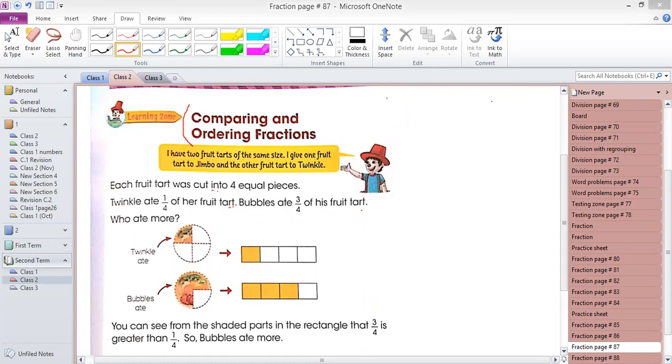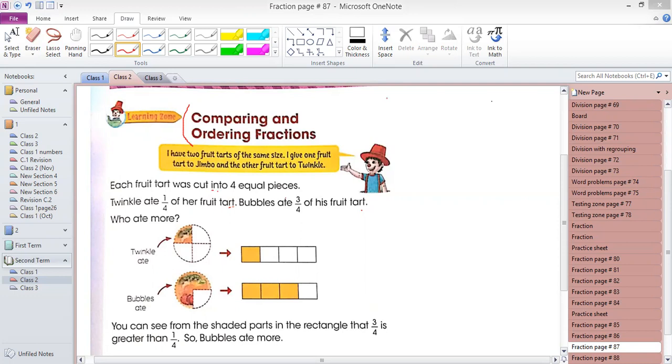So each fruit tart was cut into 4 equal pieces, guys. There are 2 fruit tarts. One of the fruit tarts Twinkle is having, and one of the fruit tarts Bubble is having. Okay, and each fruit tart means the fruit tart of Twinkle and the fruit tart of Bubble.